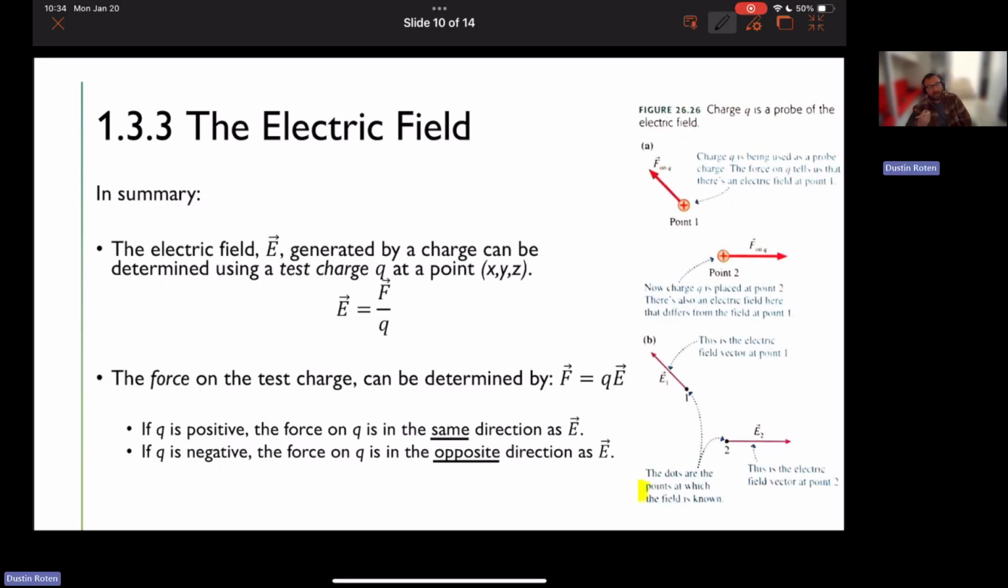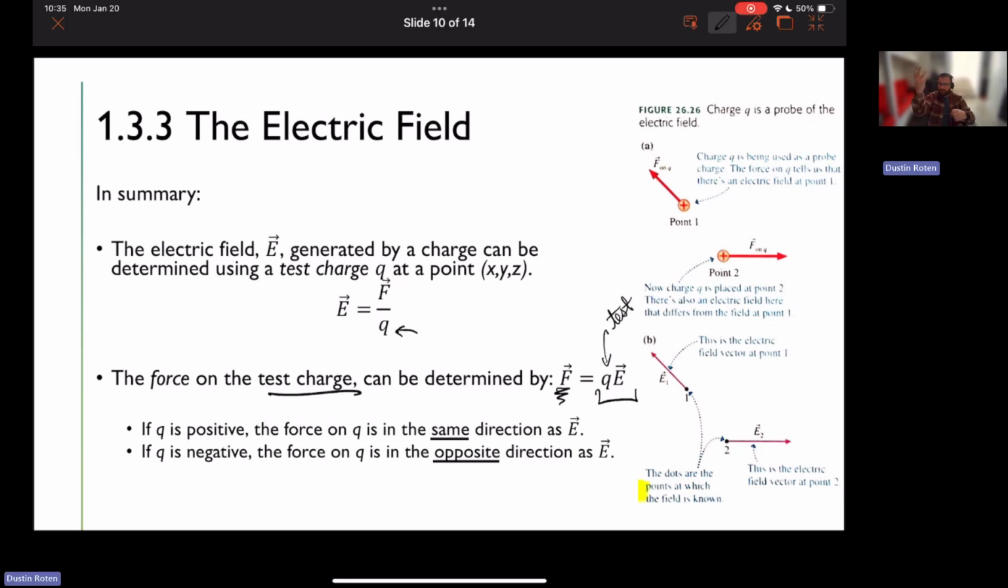All right. So in summary, the electric field E generated by a charge can be determined using a test charge Q at some point. Right? That's why we cancel it out. Okay, that's the electric field. The force on a test charge can be determined if we rearrange this equation to essentially just solve for F. And to do that, we just multiply Q over. So it turns out if you want the force on the test charge, you just multiply the test charge by the electric field that it's in.